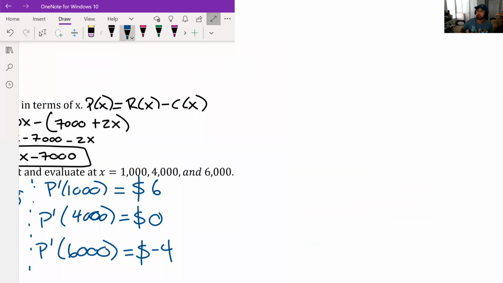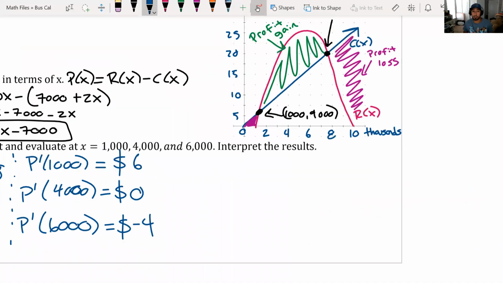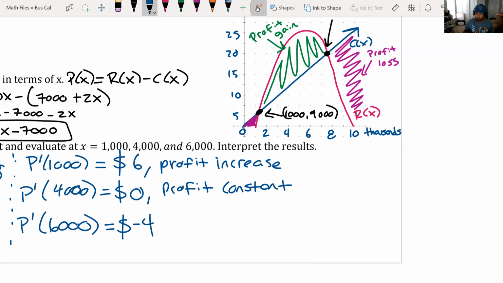All right, back to the notes. Finish this off, interpret the results. And at 1,000 headphones, we have a positive number, which means profit is increasing, right? And then 0, which means profit is constant, which means we are breaking even with the cost function, right? And then over here, profit decreases, right? Profit is at a loss.